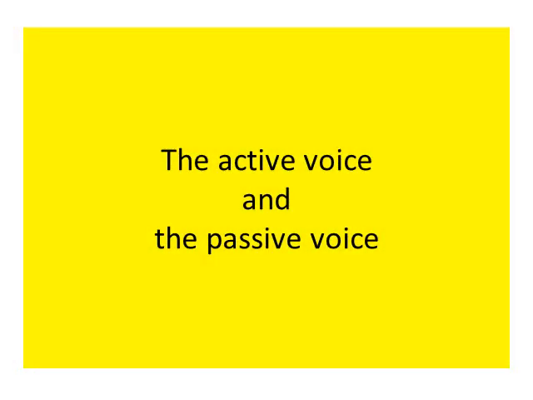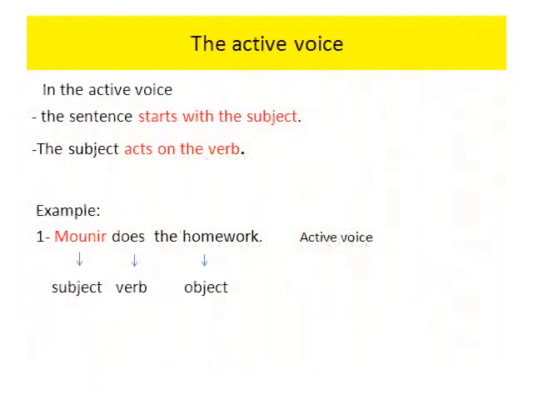The active voice and the passive voice. The active voice. In the active voice, the sentence starts with the subject. The subject acts on the verb. Example: Munir does the homework. Active voice. Munir is the subject, does is the verb, the homework is the object.